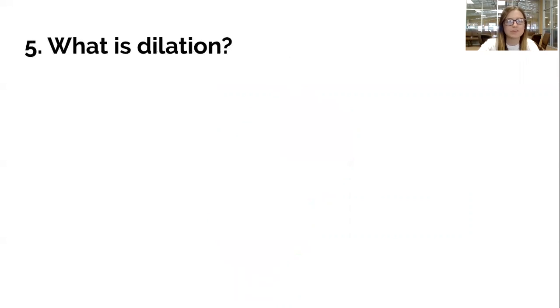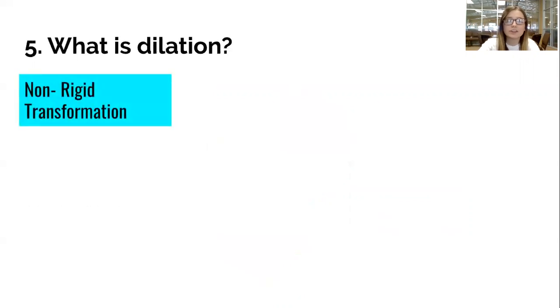Let's go to question 5. What is a dilation? So a dilation is also a non-rigid transformation. What makes something a rigid transformation is that the lengths between the points are preserved. And we are going to talk about non-rigid transformations for this question, and those lengths do not need to be preserved. One way to think about dilation is that we are just scaling the figure up or down.